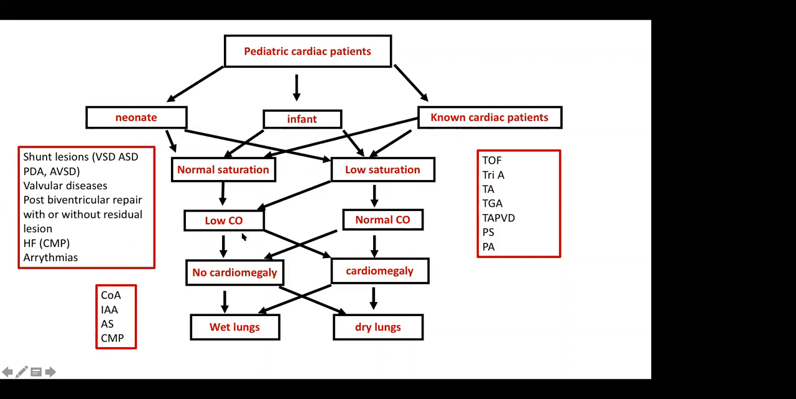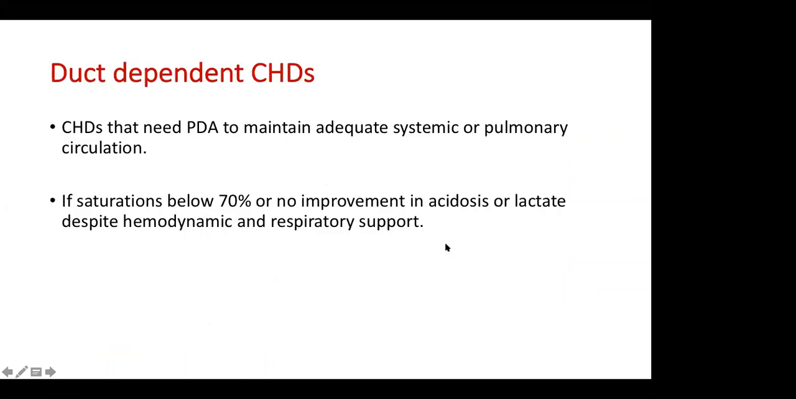So most patients, if they present with low saturation and low cardiac output, will benefit from prostaglandin, especially if they are one of those duct-dependent lesions we're going to talk about later today. If they are known to have a cardiac lesion, they can be post aortopulmonary shunt like BT shunt or post stent of PDA, post Glenn and post Fontan, and we have talked about the acceptable saturation for all of them. So they will have low saturation but normal cardiac output.